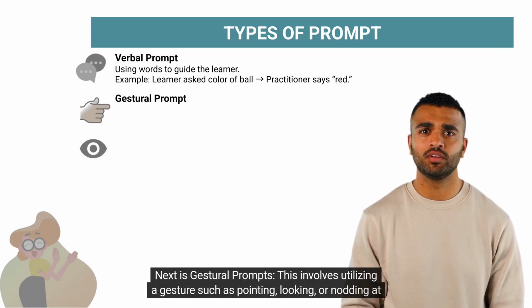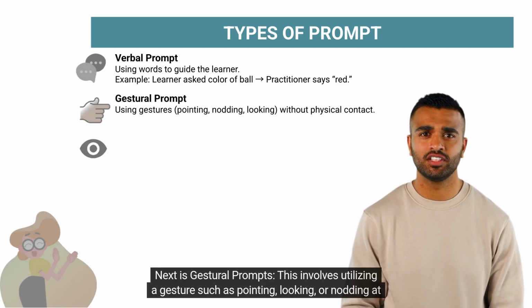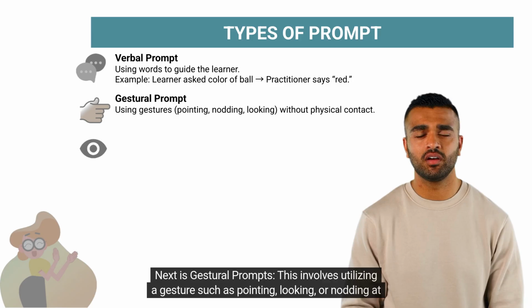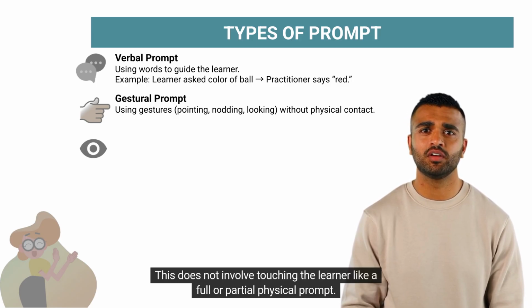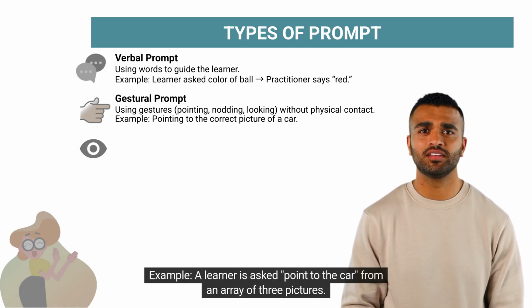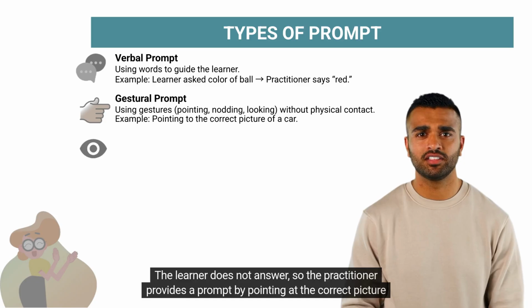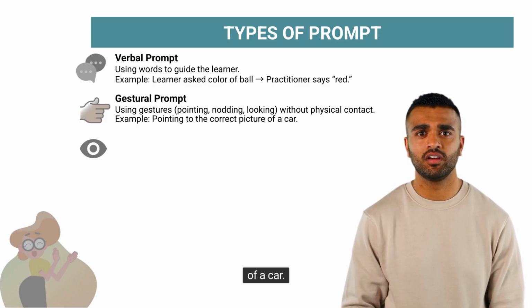Next is gestural prompts. This involves utilizing a gesture such as pointing, looking, or nodding at something as a prompt for a learner. This does not involve touching the learner like a full or partial physical prompt. Example: a learner is asked to point to the car from an array of 3 pictures. The learner does not answer, so the practitioner provides a prompt by pointing at the correct picture of a car.